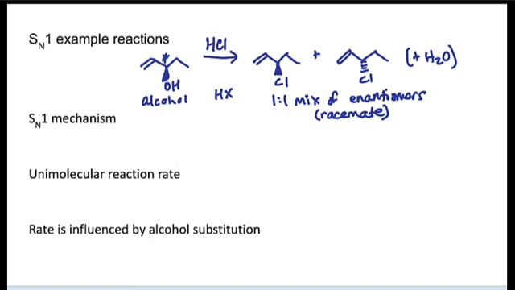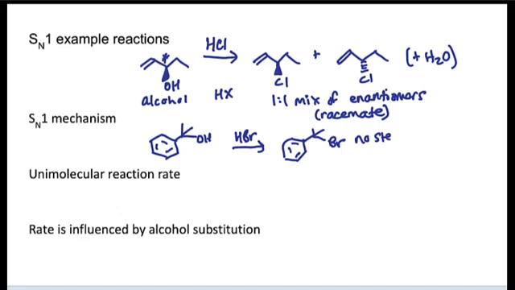And another example would be, so maybe an alcohol like this reacting with HBr. We would predict that the bromine would displace the alcohol in this SN1 reaction, and the resulting product could be drawn this way. Notice there's no stereo center. There's two methyls on that same carbon, and so there's really nothing to indicate in the way of stereochemistry for the product.